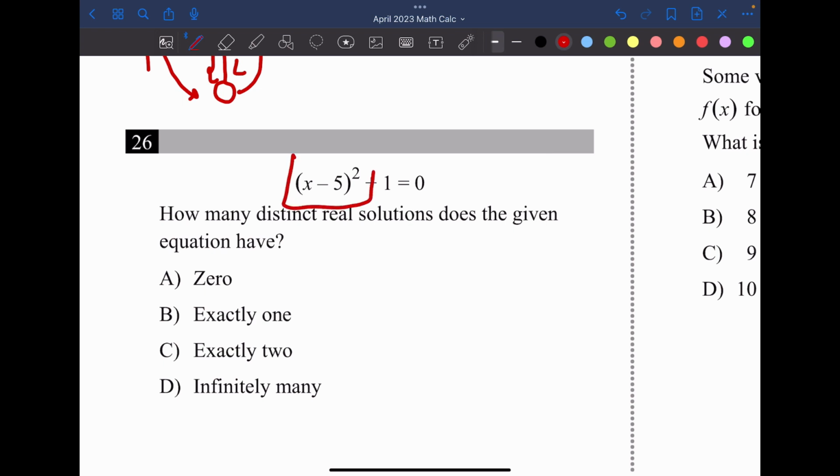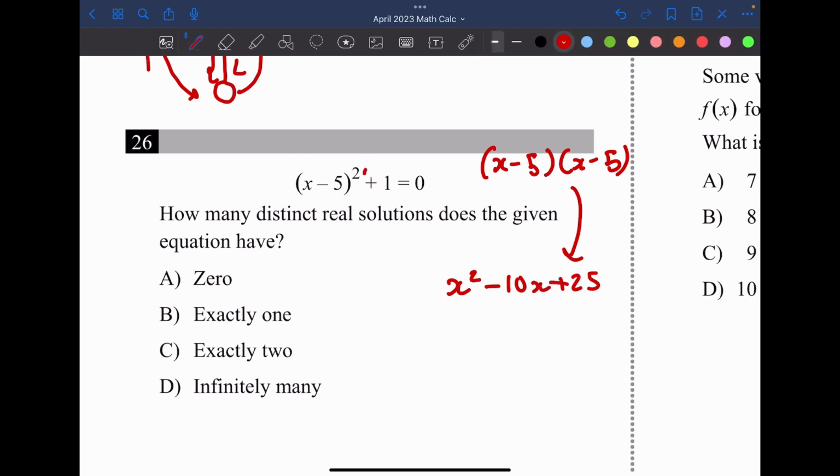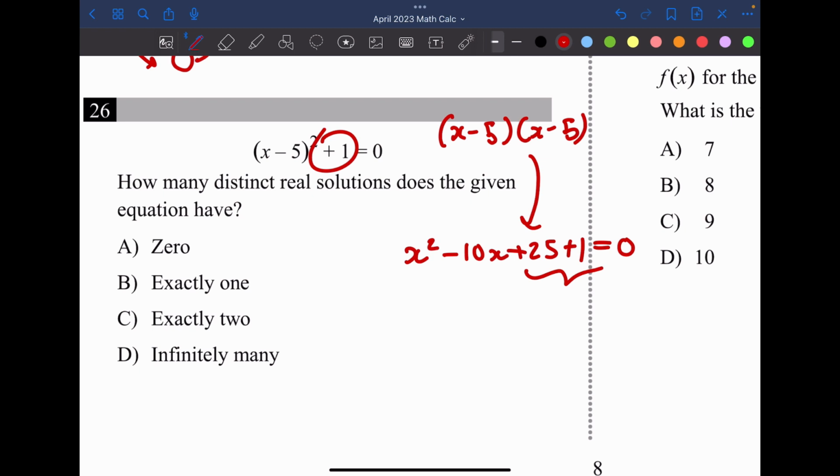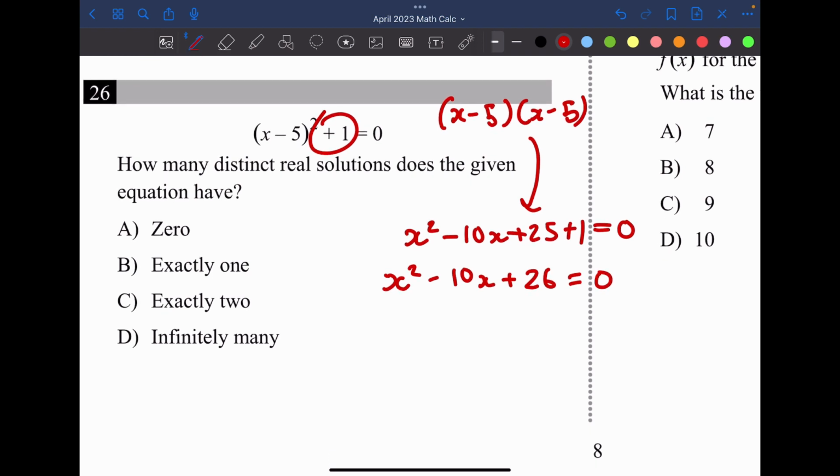Okay, so if you expand the bracket, you can expand it the long way, so multiply x minus 5 times x minus 5. But I already know from a shortcut that this would be x squared minus 10x plus 25. And then put the plus 1 there, and that should be equal to 0. So let's combine a few things. This will give us that x squared minus 10x plus 26 is equal to 0. And then let's start solving for x using the quadratic formula, because this is a quadratic equation.